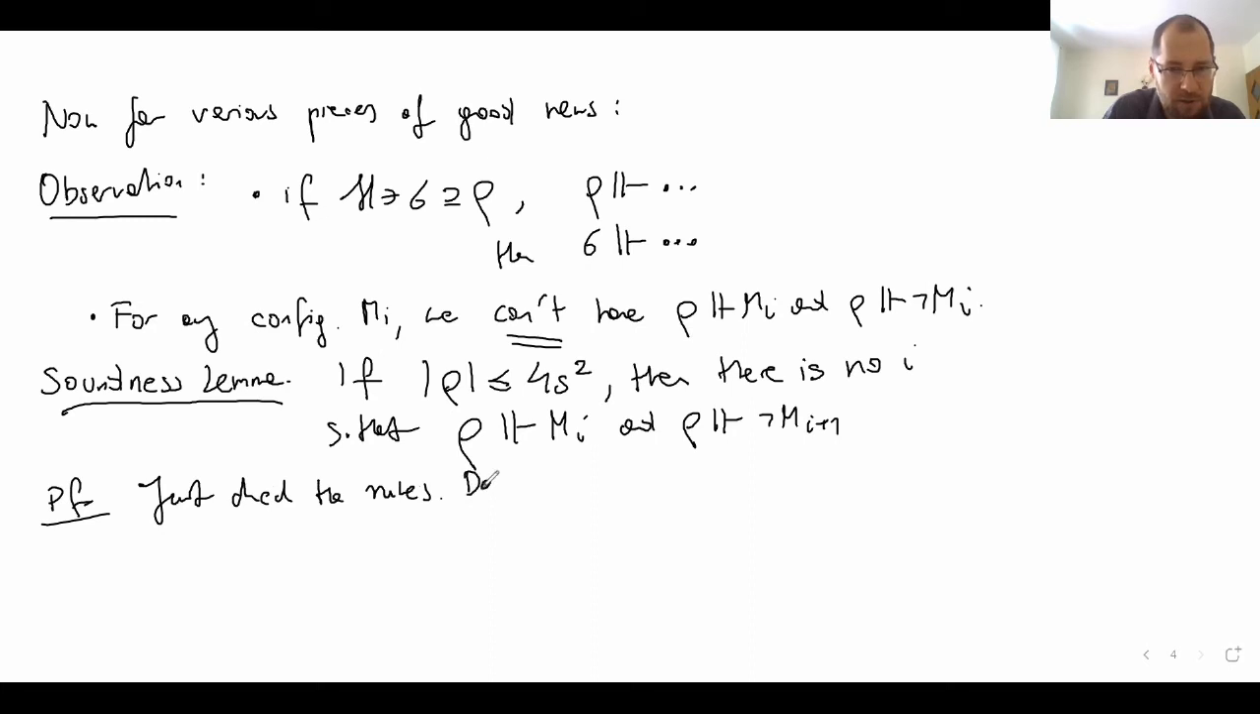Deletion and axiom deletion is trivial, of course. That's one thing that we have to check. If we just deleted something from MI, then it will remain forced in MI plus 1, will remain forced to true. It's a smaller set of polynomials. Axiom download.